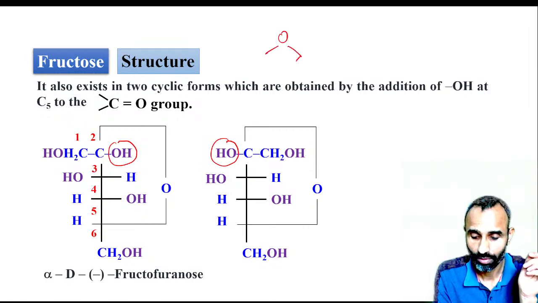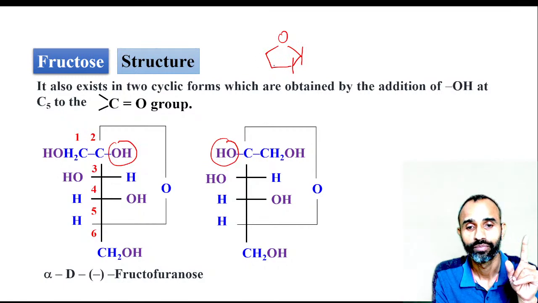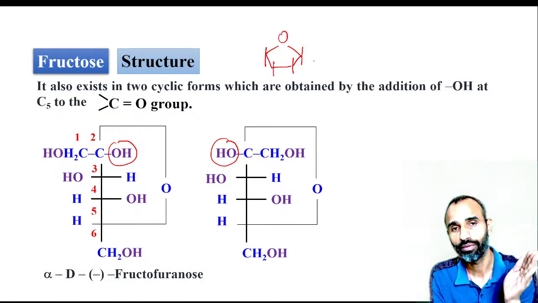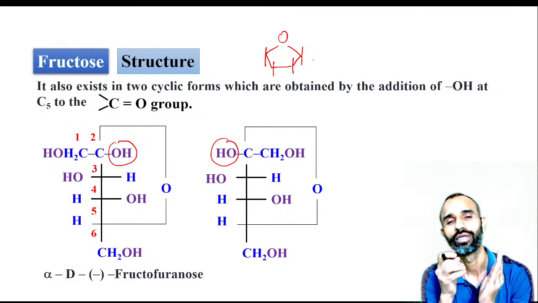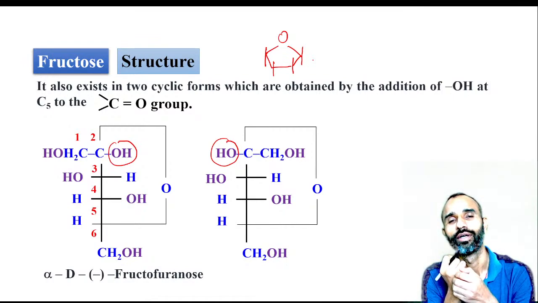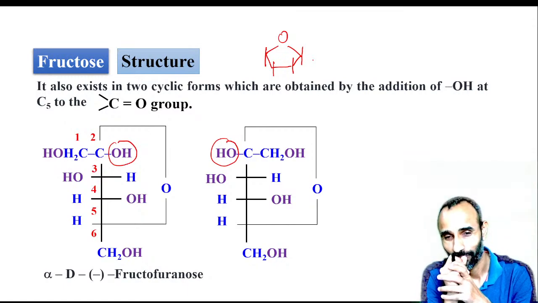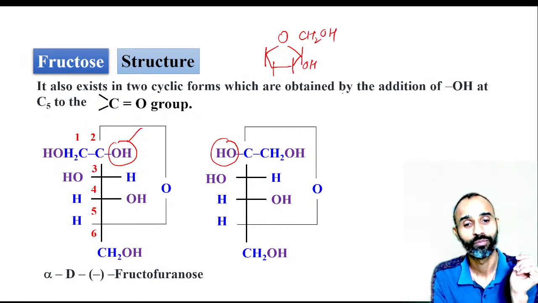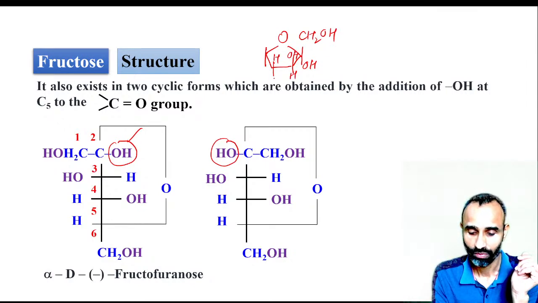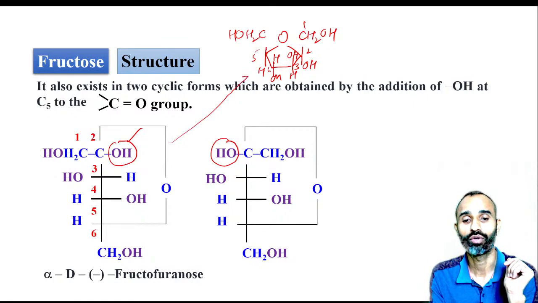So if they form the furanose structure, see, there is a 5-membered ring with one oxygen atom. As I told, the one which is on the left side is written above the plane, and the one on the right side is written below the plane. So it is like this. On the third carbon it is OH H, the fourth carbon, 1, 2, 3, 4, and the fifth carbon, obviously the last carbon, is on the top like this. That is alpha D negative fructofuranose.